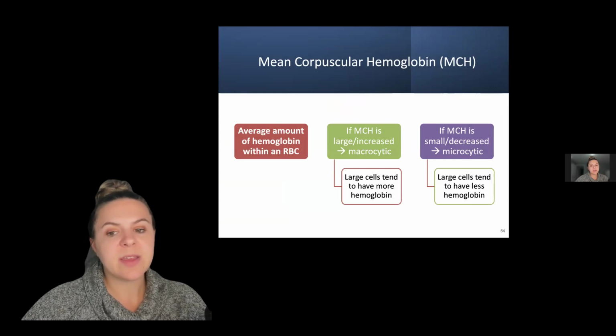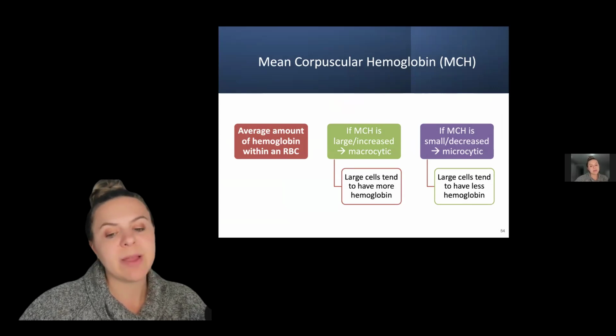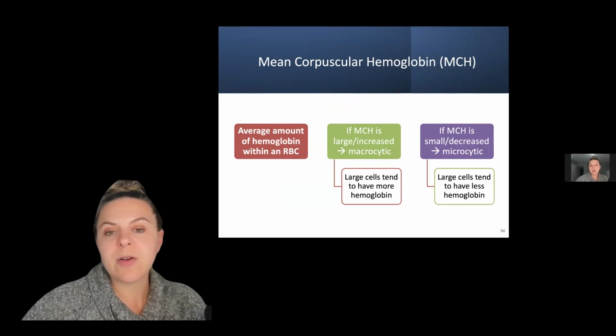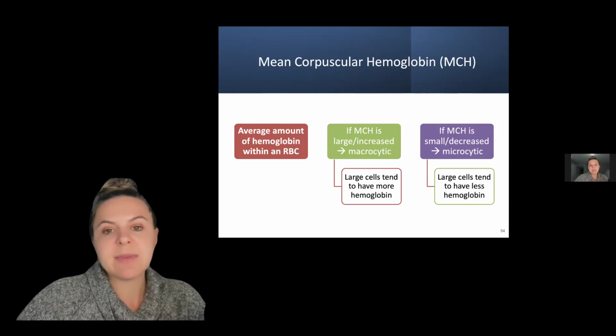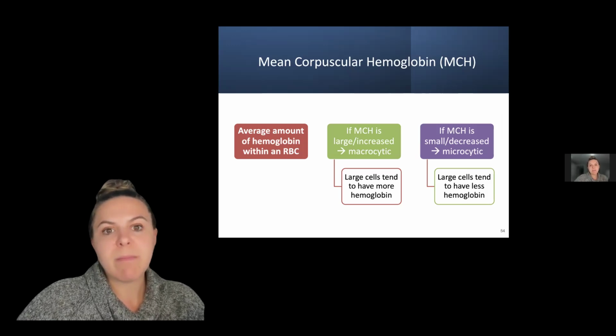MCH, or mean corpuscular hemoglobin, measures the average amount of hemoglobin inside each red blood cell. Like MCV, it can help classify anemias into macrocytic or microcytic patterns. Larger cells typically contain more hemoglobin, so a higher MCH value is expected. Smaller cells contain less, so a lower value appears with more microcytic anemias. It doesn't always provide unique information, but it can reinforce an MCV finding.